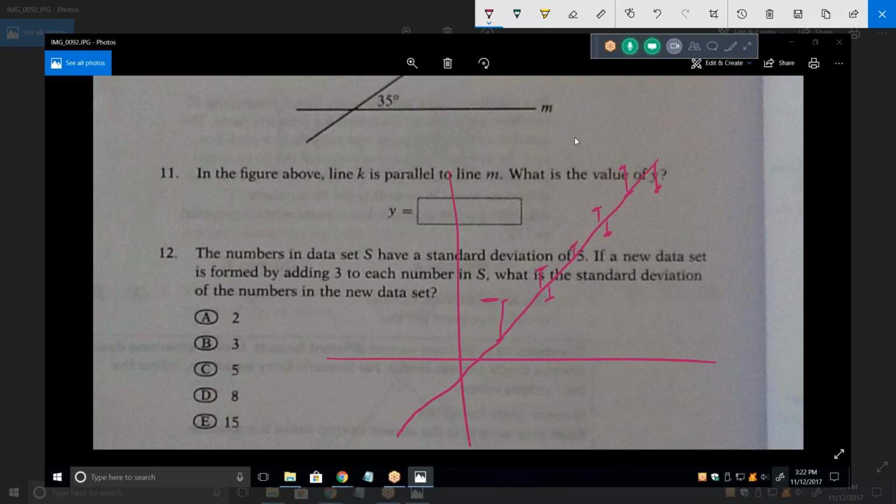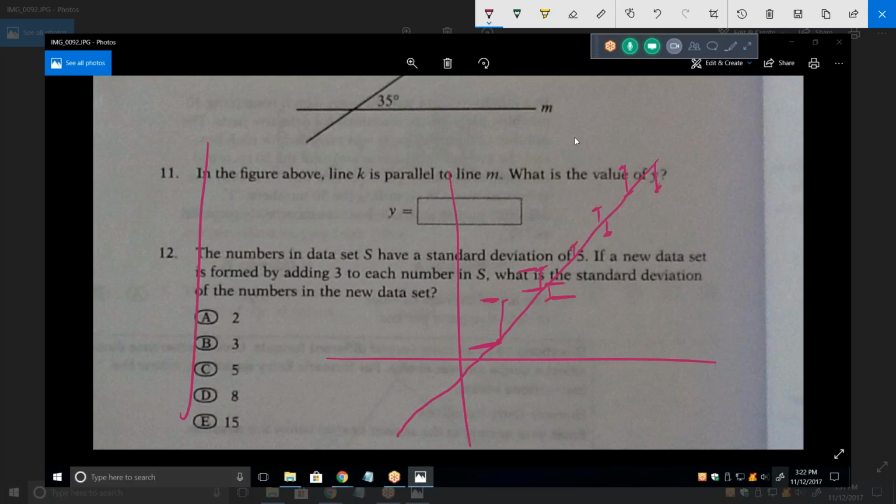So this distance here, square it. Add it to this distance here, square it. Add it to this distance here, square it. Take the square root of the whole thing. That's the definition of standard deviation.